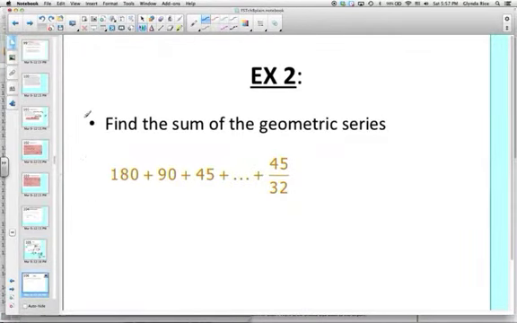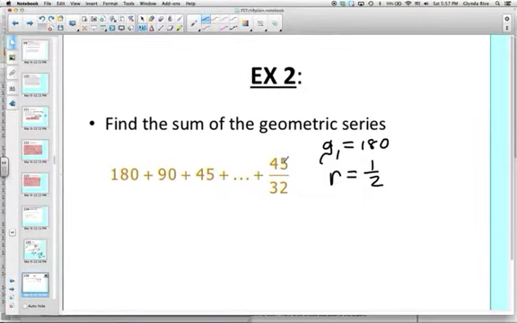Find the sum of the geometric series. Okay, it is a geometric series. Let's identify the first term is 180. How do we find the next term? 90 divided by 180 is 1/2. 45 divided by 90 is 1/2. So R is 1/2. Now, we need to know what n is.